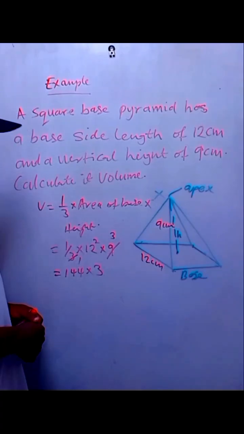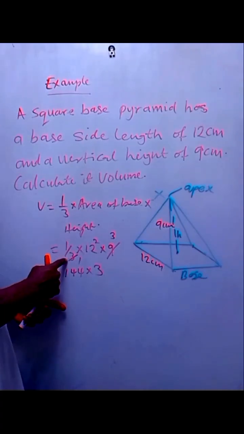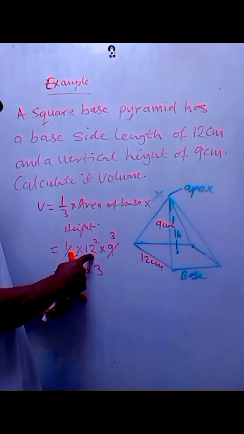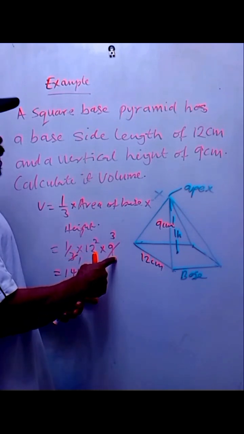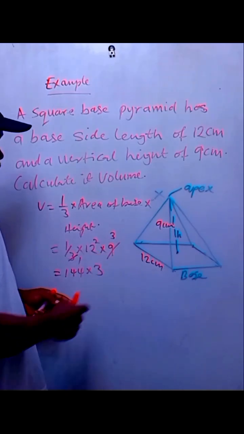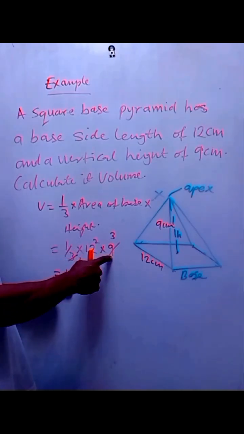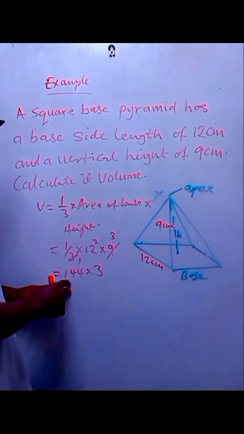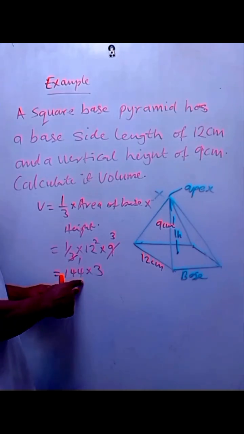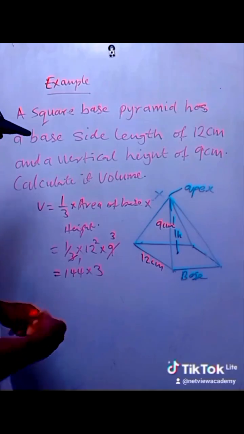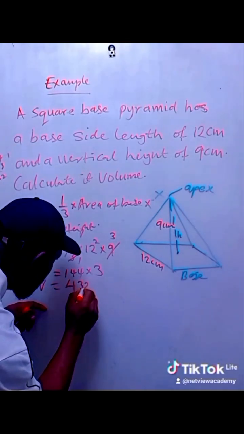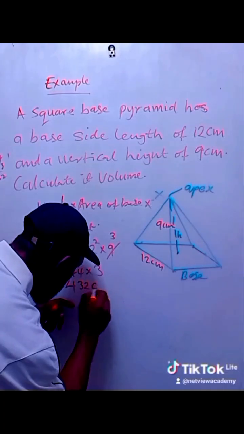So the volume of the pyramid is equal to 1 over 3 multiplied by the square of the length, which is 12 squared, multiplied by the perpendicular height of the pyramid, which is 9 centimeters. Therefore, 3 will cancel 9, and 3 will cancel itself to give 1. Therefore, the square of 12 is 144 multiplied by 3. The volume of the pyramid is equal to 432 cubic centimeters.